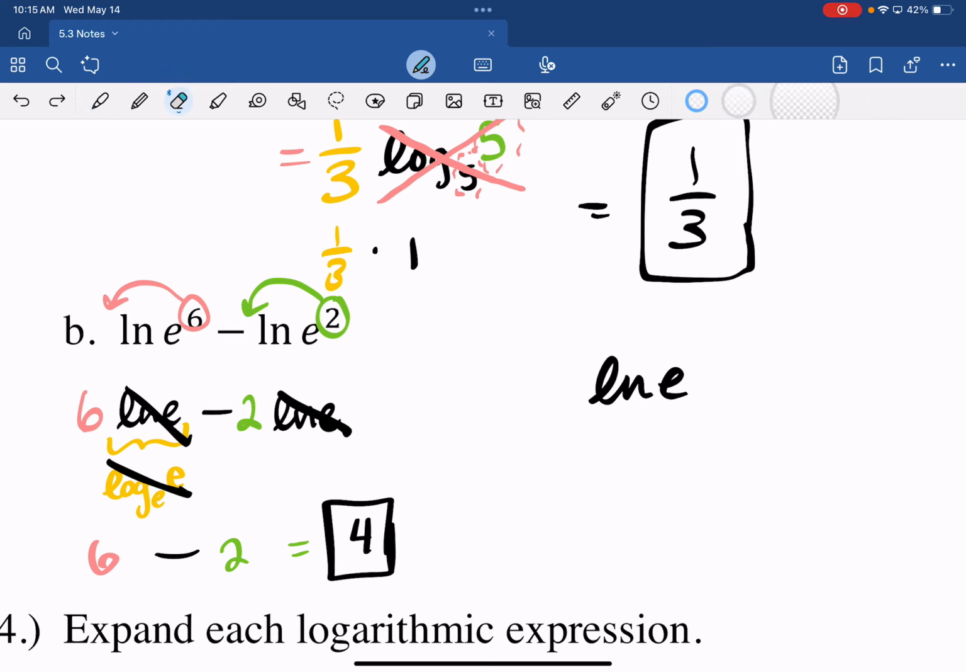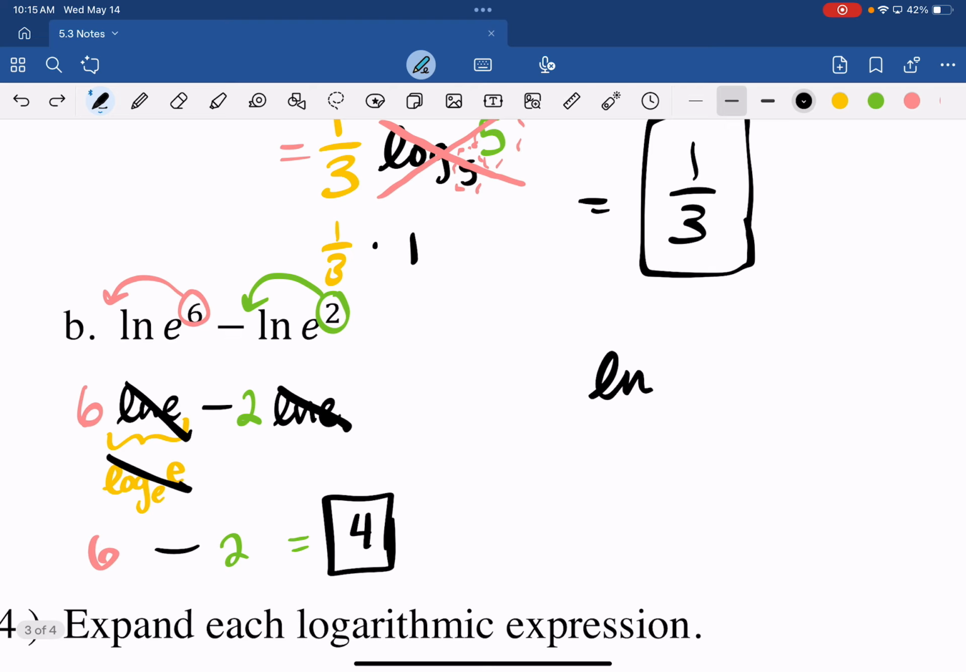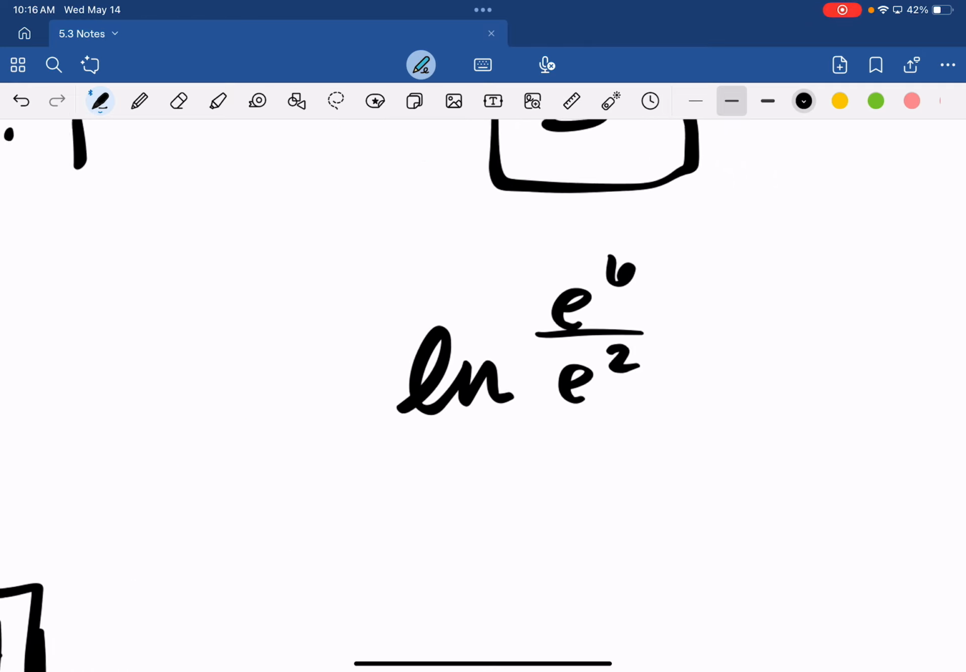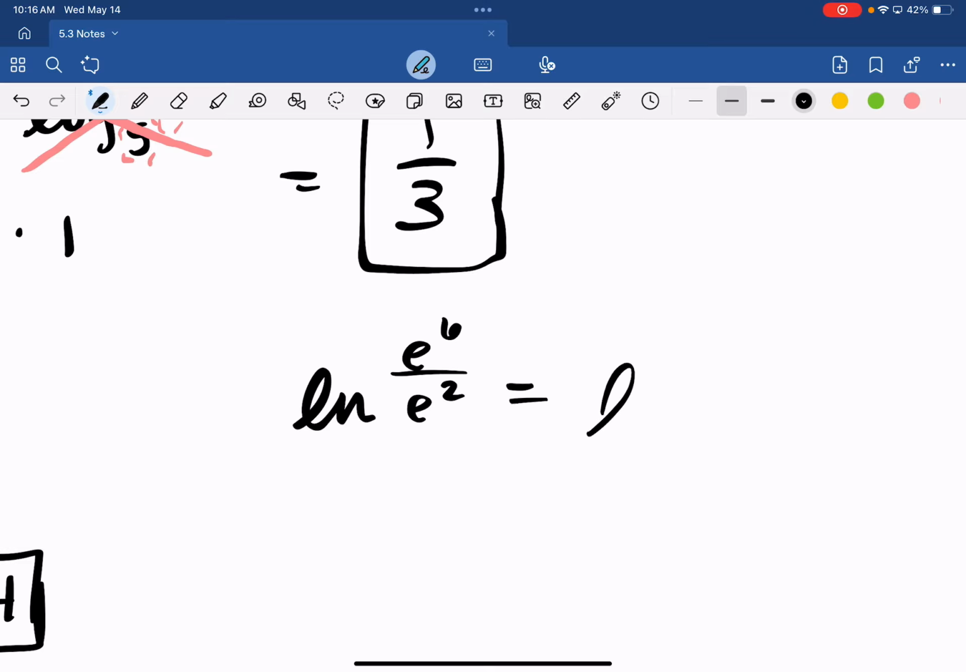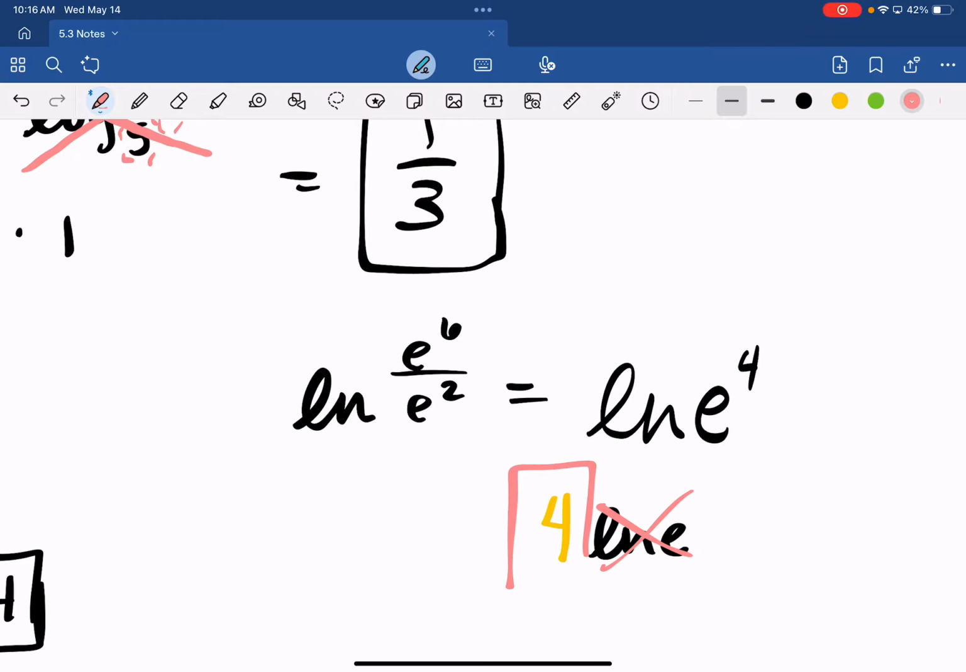I could write these like this, where I take e to the 6 over e to the 2. I just kind of did the reverse of the property. I went backwards, so you could absolutely do this. If you were to do this, we can simplify my exponents by doing 6 minus 2 and get 4. And then what happens to my exponent? I bring it out front. So I have 4 ln of e. Those go away, so I'm just left with 4. So you get the same answer.